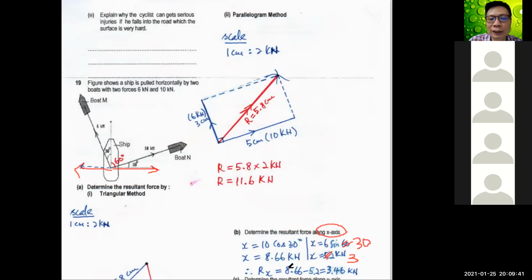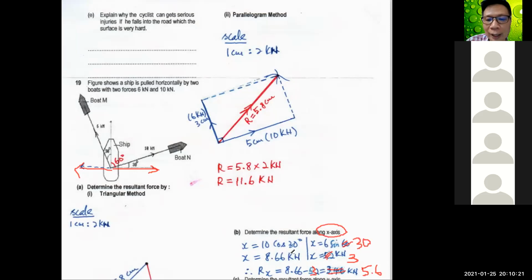Then the resultant force, resultant means this 8.66 is going to the right. This 3 is going to the left. So they are opposite direction. So to find the resultant you minus 8.66 here, minus 3 here. So you will get what answer here? 8.66 minus 3, so it's 5.66, okay? Roughly like that, 5.66.